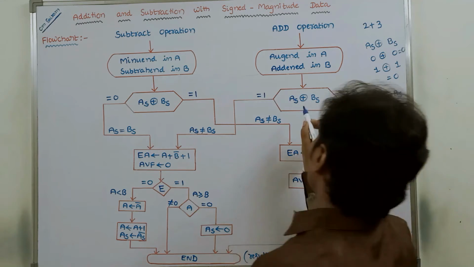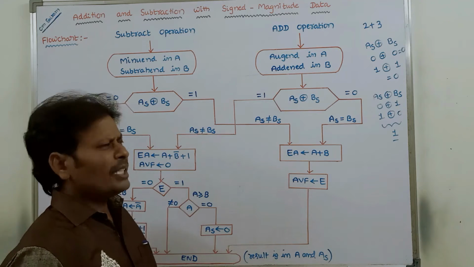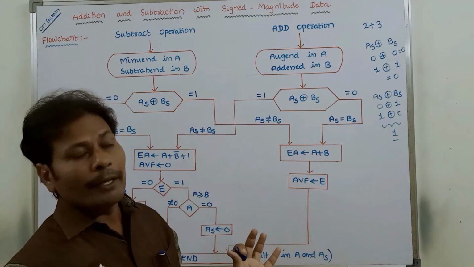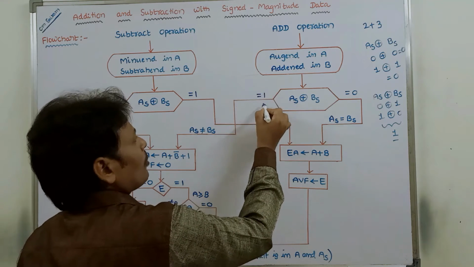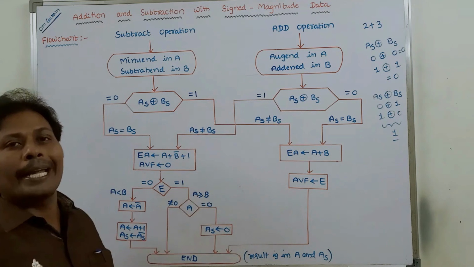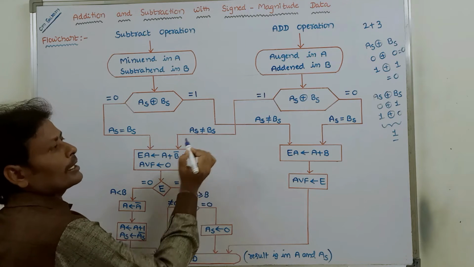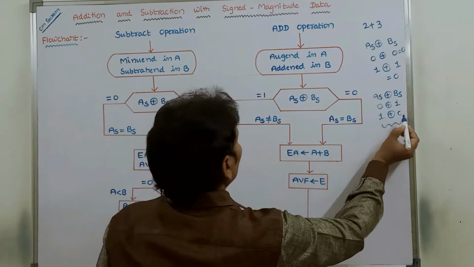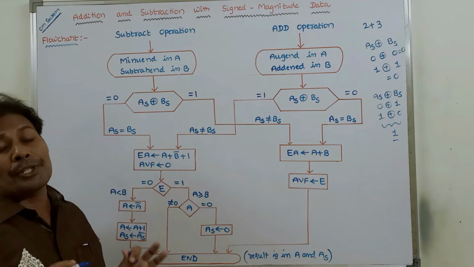So now we consider this case: when we perform the exclusive OR operation between the signs of A and B and both signs are different, the output of the exclusive OR gate is 1. Whenever the output of the exclusive OR gate is 1, we say that AS is not equal to BS. At that time, we have to perform the subtraction operation.